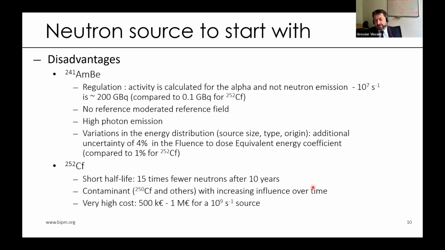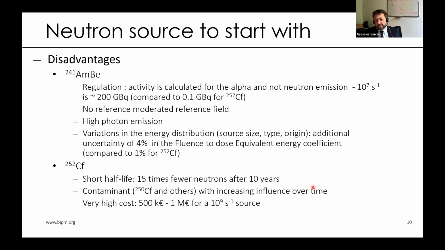What are the disadvantages for the californium 252? First, the short half-life. After 10 years, you will have 15 times fewer neutrons than the amount you paid for at the beginning. So that's also a problem.